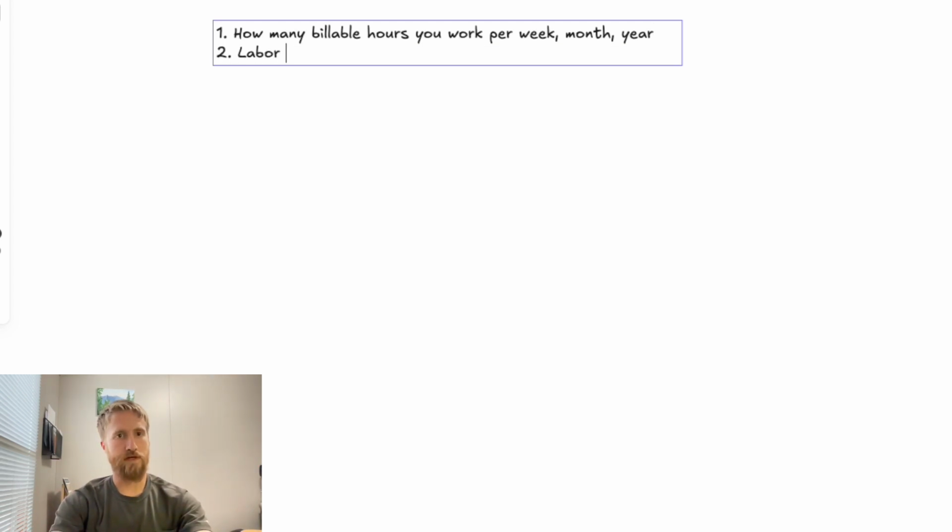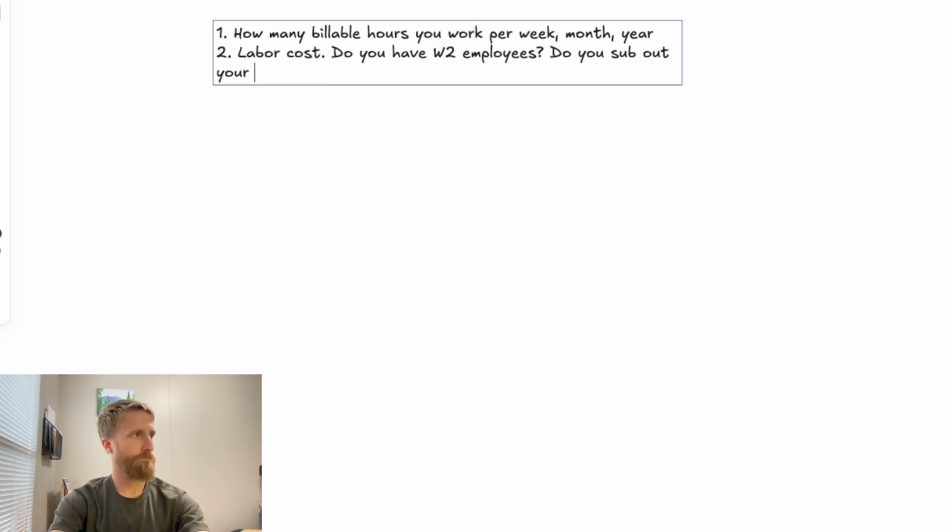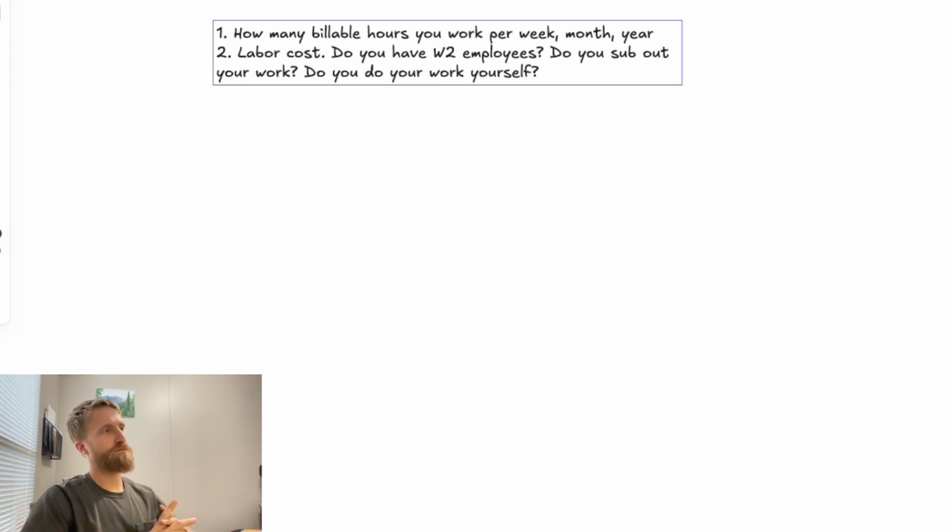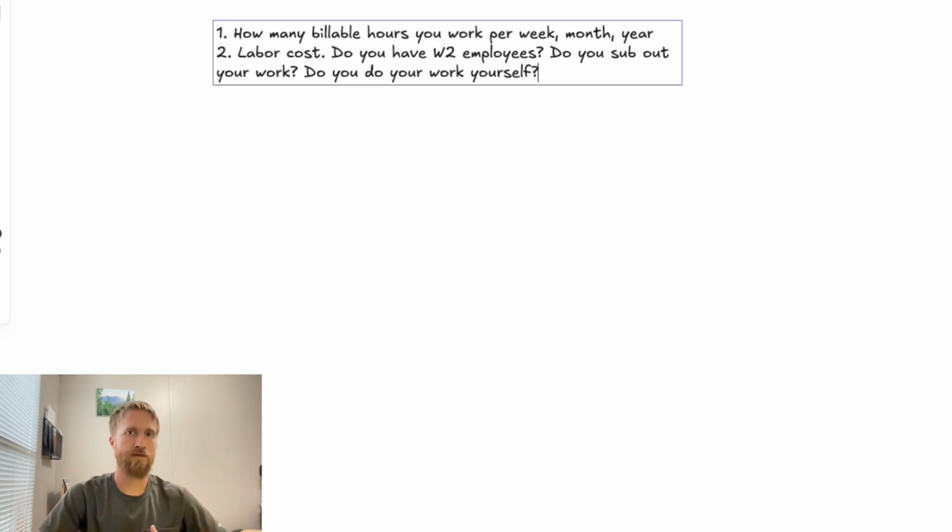Next is your labor cost. Do you have W-2 employees? Do you sub out your work? Do you do your work yourself? For this example, we're going to focus on that last one. So this assumes that maybe you're an electrician, a plumber, an HVAC guy, a drywaller, a painter, someone who's self-employed, you're a sole proprietor, and you do most of or maybe all of your work in-house yourself. You don't have any employees, you don't use any subs.